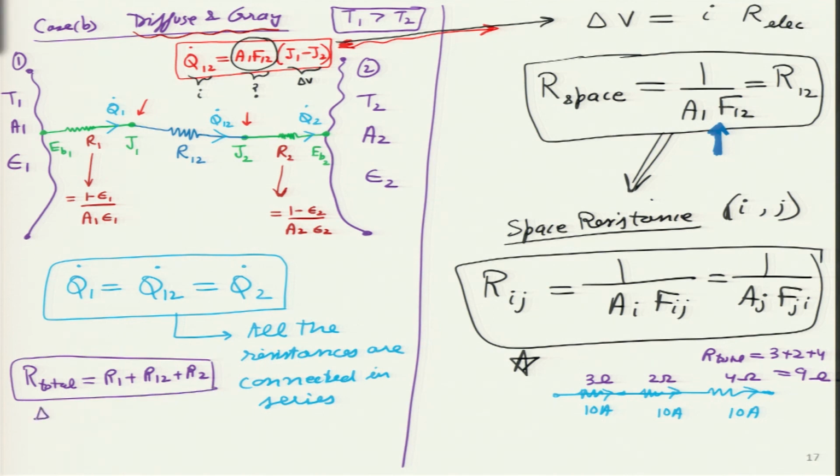What is the total voltage drop? That is biggest voltage EB1 minus smallest voltage EB2. Just like over here, what is the voltage drop over here? So, I can say that this one voltage is 100 volts and this voltage is 10 volts. So, delta V is 100 minus 10 volts.